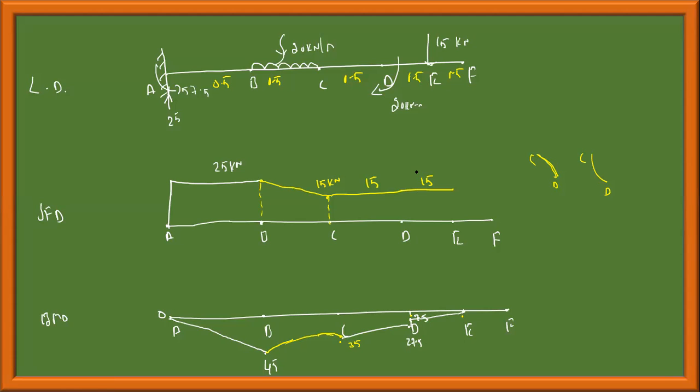When shear force is constant, bending moment is linear. When shear force is linear, bending moment is quadratic. No load: shear force constant, bending moment linear. Constant load: shear force linear, bending moment quadratic. Similarly, for no load, shear force is constant and bending moment is linear. Okay, this should come.